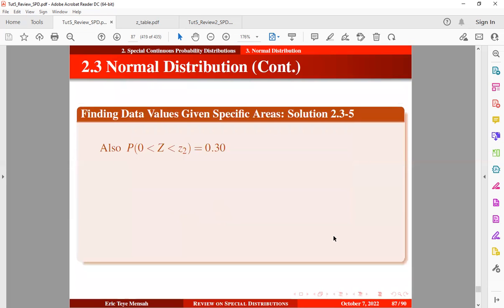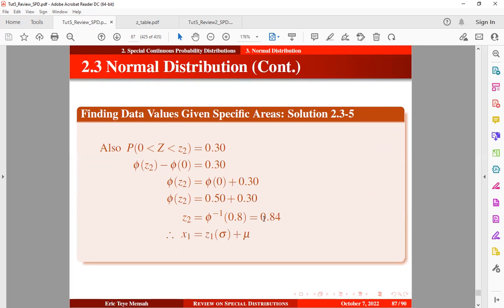We also know that the area between 0 and z2 is 30%, which can also be expressed in this form. Once you make this the subject, you obtain that. You can read this from our table to obtain this. So we make z2 the subject, and once you read from your table, you know how to read this, you obtain 0.84.